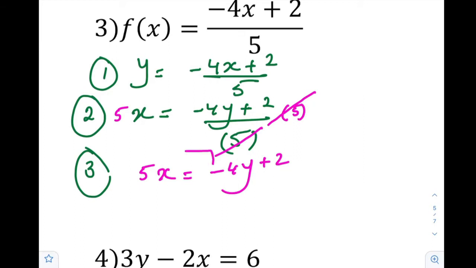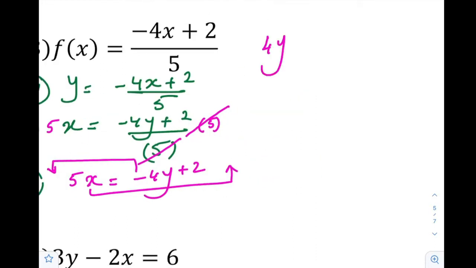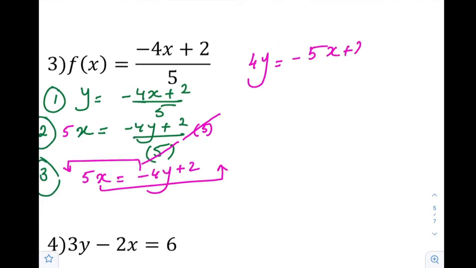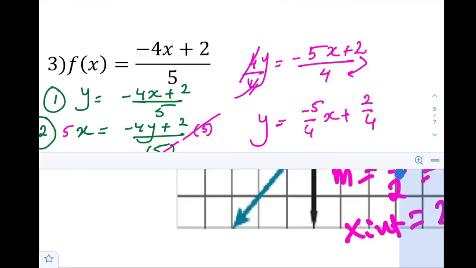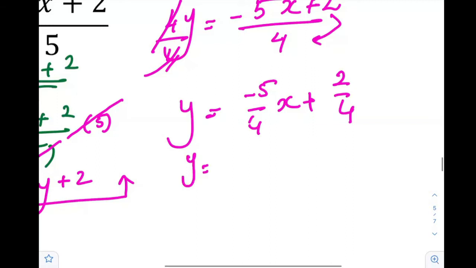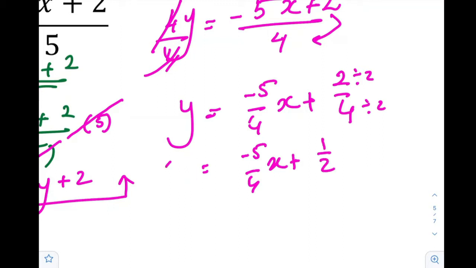You can do it this way if you like. You can take the negative 4y here, 5x there, so it will be 4y is equal to negative 5x plus 2. And we can divide everything by 4. So we can write it also as negative 5 over 4x plus 2 over 4. You can simplify: 2 over 4 is the same as 1 over 2. Last step will be just to replace the y by the f inverse of x. Perfect.